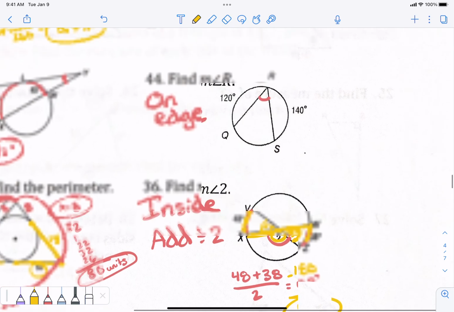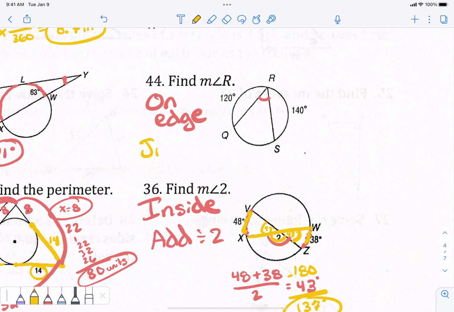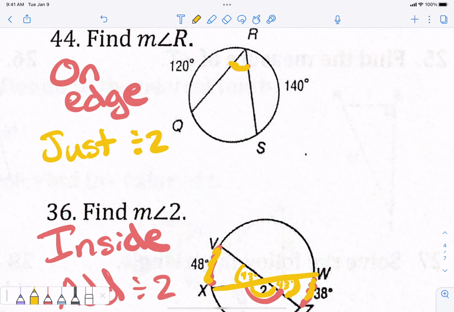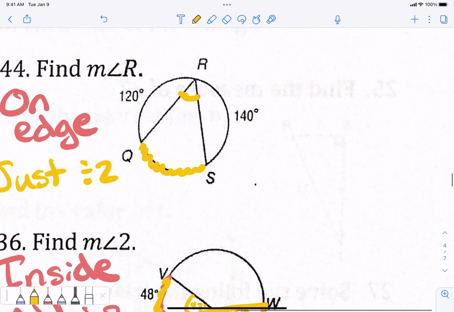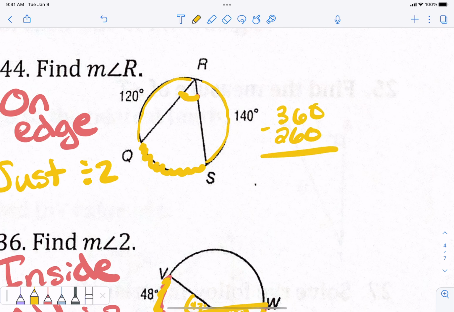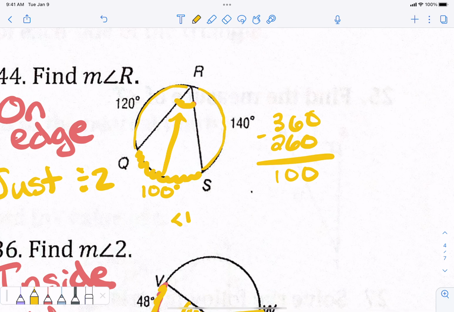This one, we just divide by 2 when it's on the edge. You don't add and divide by 2, you just divide by 2. But if we're trying to find angle R, we need to take this arc divided by 2. So, a little bit of critical thinking here. We've got 120 is this arc, 140 is this arc. If we add those two together, that is 260. But all the way around the circle is 360, so that's going to be 100 degrees. This guy is 100. And then we divide it by 2 to get that one. So angle R is going to be just 50 degrees.